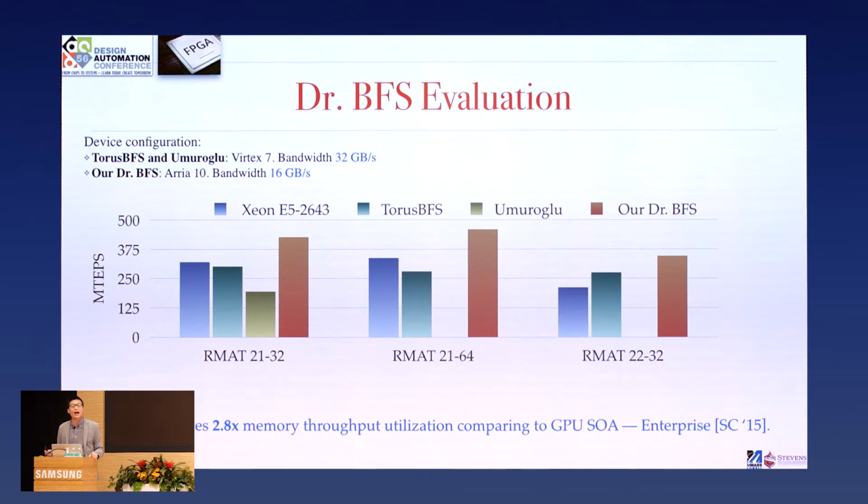So we figured out that actually we can compare the efficiency. Which one has a higher efficiency? We get a better memory throughput utilization compared to the GPU state-of-the-art, Enterprise, which is also my work. We published it in '15. It's definitely true. It's not skewed data, okay.